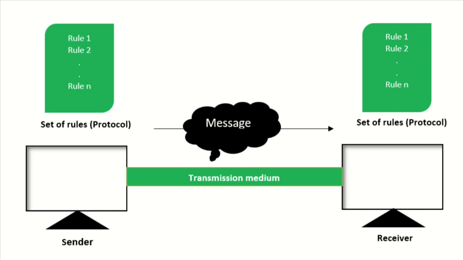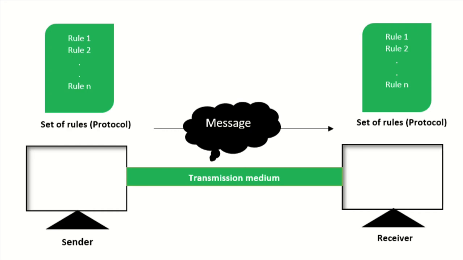The message is the information that is to be communicated. The sender is the device that sends the data message. The receiver is the device that receives the message. The transmission medium will be a cable or radio wave. The message travels from sender to receiver through this transmission medium.